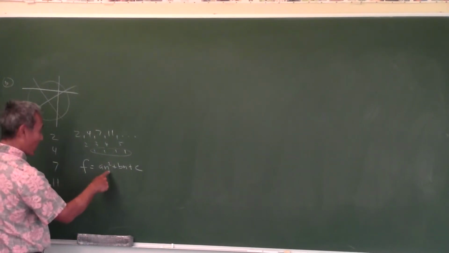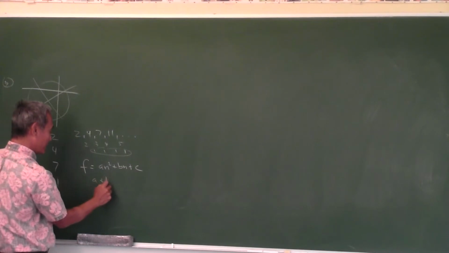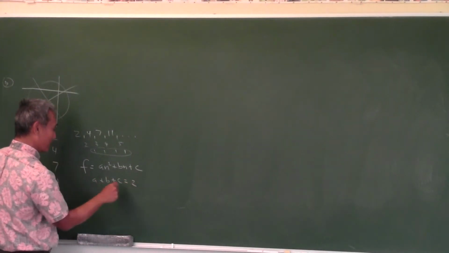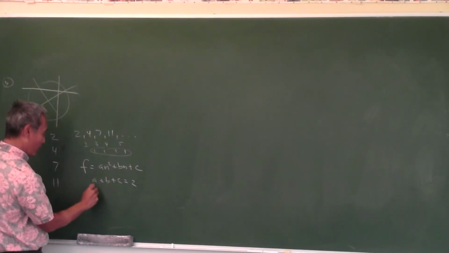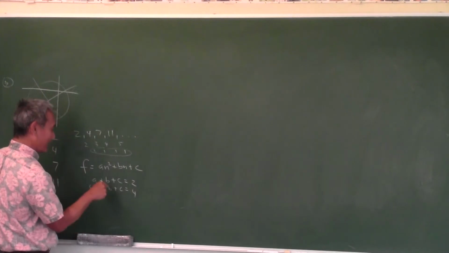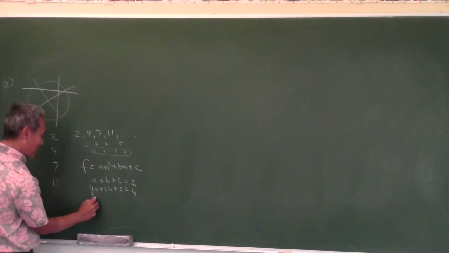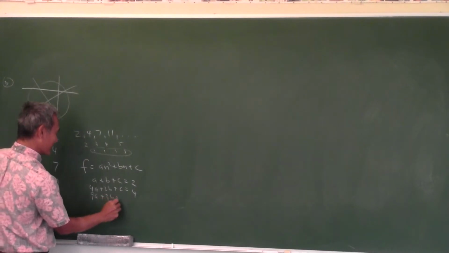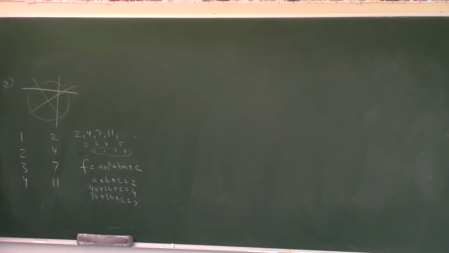If I plug in 1 into this formula, shouldn't I get the first term, which is 2? So a plus b plus c equals 2. If I plug 2 into this formula, you should get 4. So 4a plus 2b plus c equals 4. If I plug 3 into this formula, you should get 7. So 9a plus 3b plus c equals 7. You have 3 equations, 3 variables, and you just solve them.